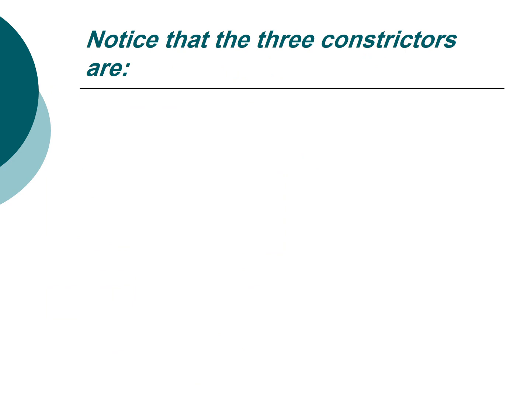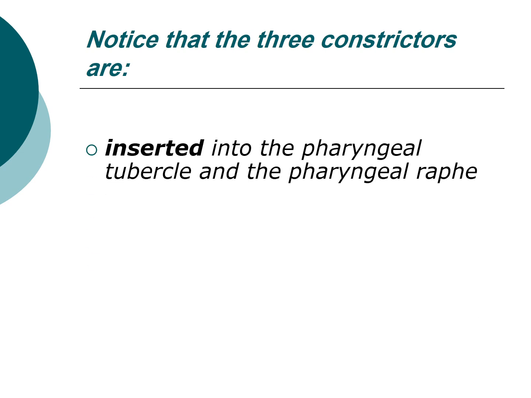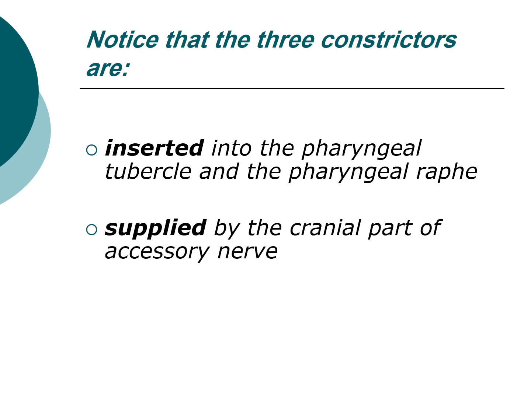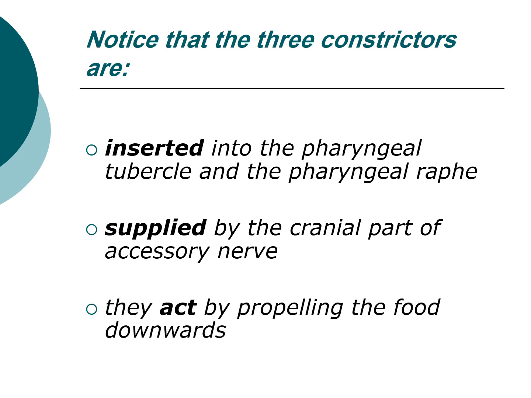So the insertion of the three constrictors: remember that the three constrictors are inserted into the pharyngeal tubercle and pharyngeal raphe. They have the same nerve supply, the cranial part of the accessory. They have the same action by propelling the food downwards. So they are only different in their origin.